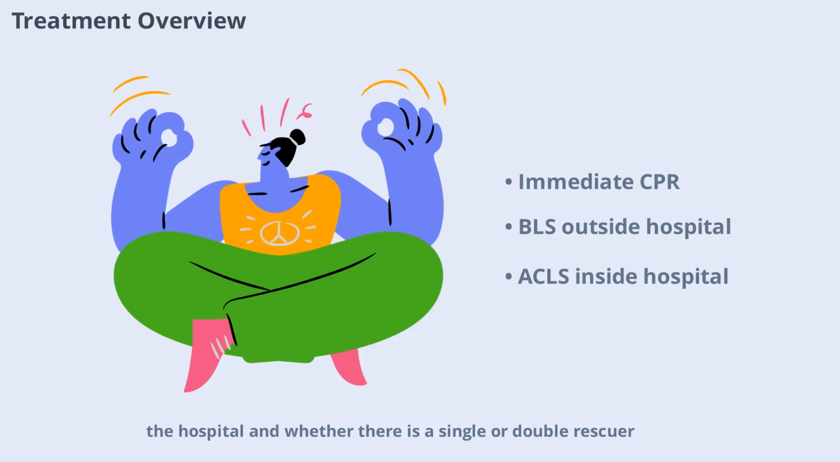Outside the hospital, basic life support, BLS, is provided. Inside the hospital, advanced cardiac life support, ACLS, and post-resuscitation life support are added, collectively known as Cardiac Pulmonary Cerebral Resuscitation, CPCR. The goal is to restore circulation and oxygenation as quickly as possible.